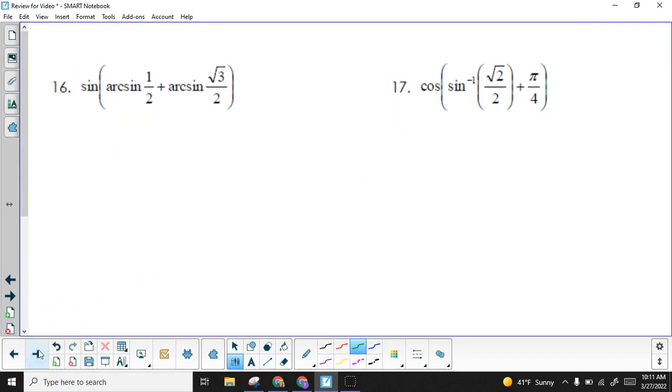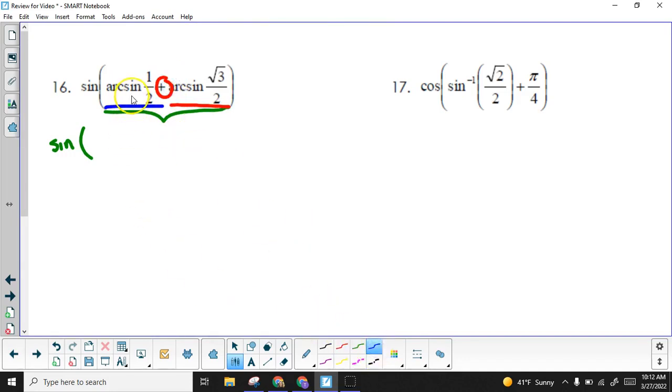For number 16, we're looking for the sine of the arcsine of 1/2 plus the arcsine of root 3 over 2. Now, careful right here. Sometimes students want to cancel out the sine and the arcsine, but we can't, because we have to evaluate all of this part first and then do the sine of that at the end. So we can't just cancel that. We have two parts here that we need to figure out. We're going to figure out the arcsine of 1/2, and we're also going to figure out the arcsine of root 3 over 2. And then we're going to add those values together and take the sine.